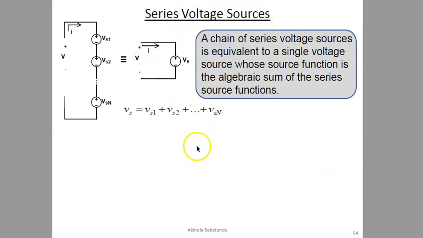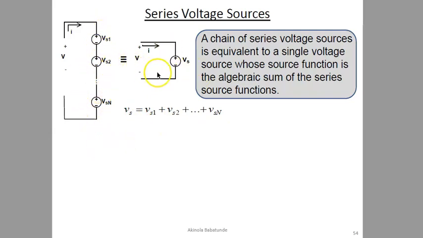Let's talk about series voltage sources. You can see we have a circuit, we have a voltage terminal, and then we have many voltage sources connected in series. So what would be the equivalent of these voltage sources connected in series? You can see we have Vs1, Vs2, right up to Vsn, depending on the number of voltage sources that we have. So the equivalent will be given as Vs, and that will be equal to Vs1 plus Vs2 plus Vs3 up to plus Vsn. So the equivalent voltage source of voltage sources connected in series will be equal to the addition of all the voltage sources.